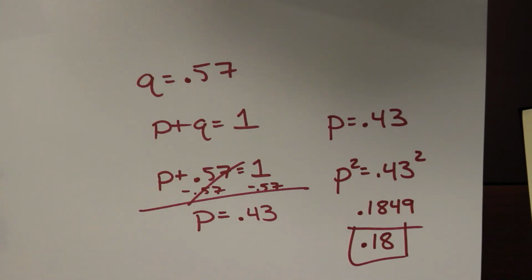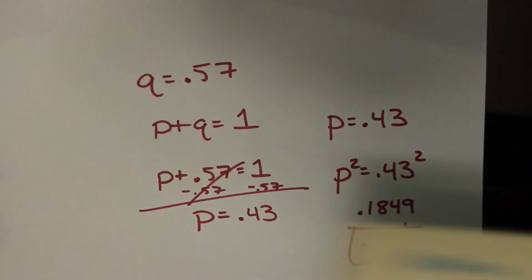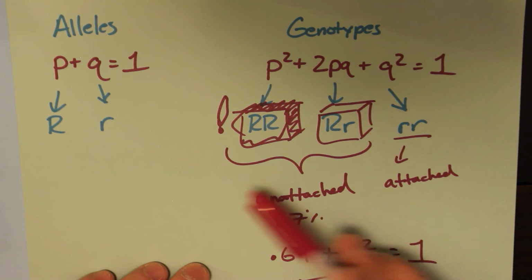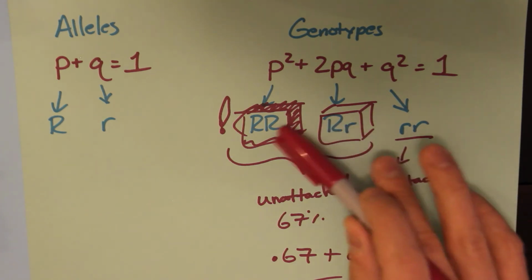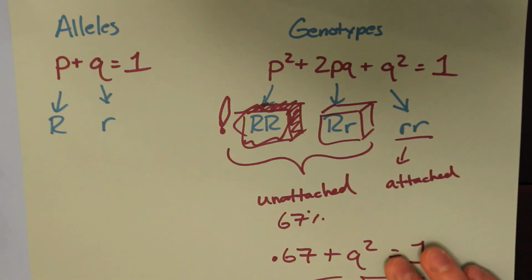Hopefully this problem is a little bit more challenging. You guys can see that the only difference between this one and other ones we've done is, you know, it gives us a percentage for the characters that are showing the dominant phenotype.